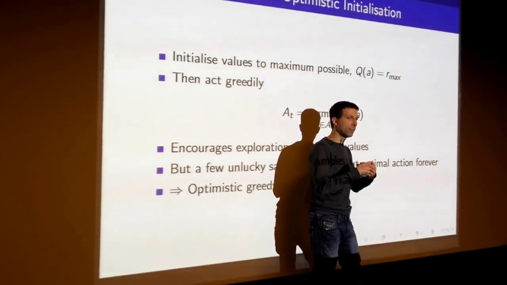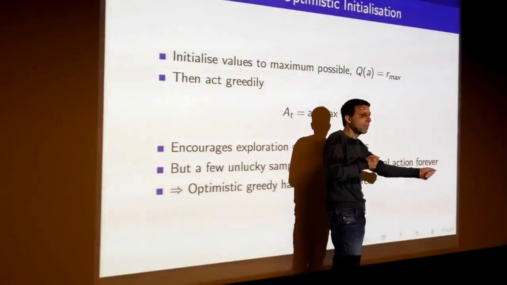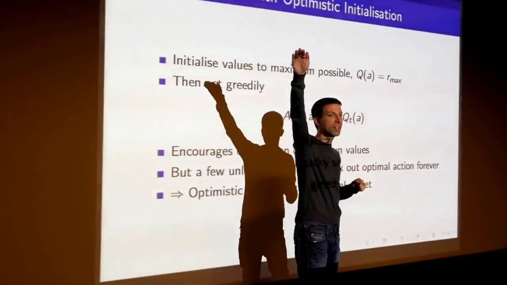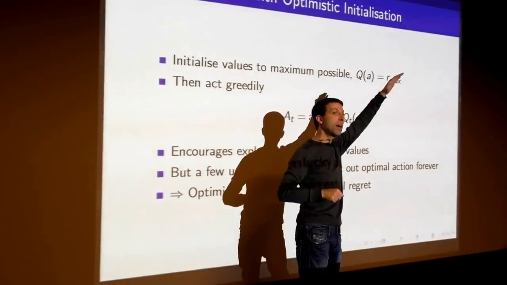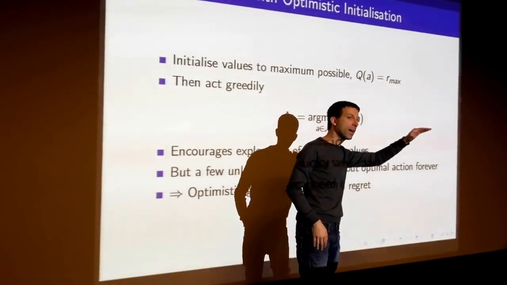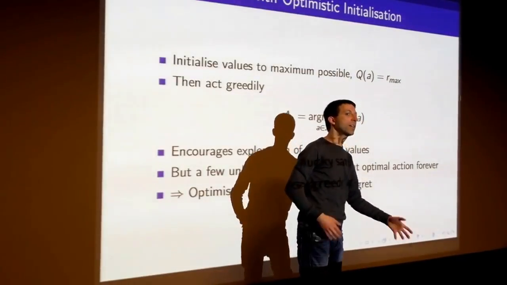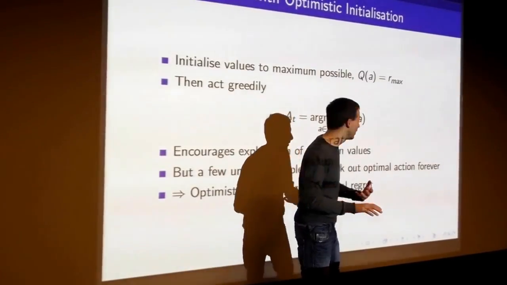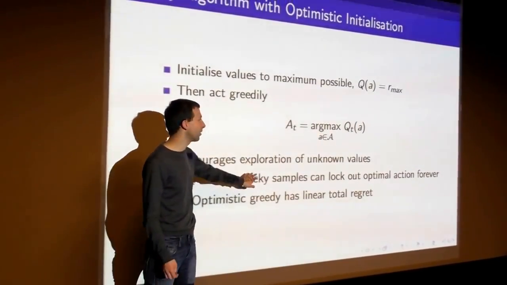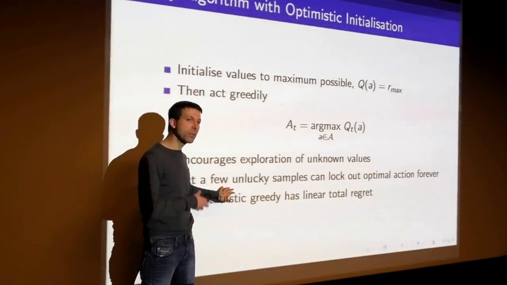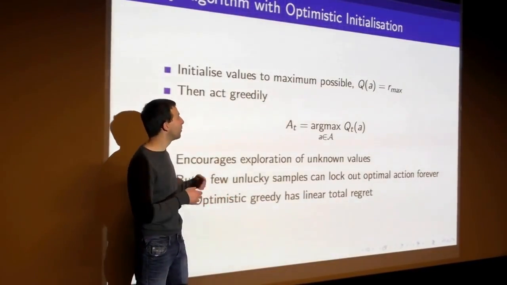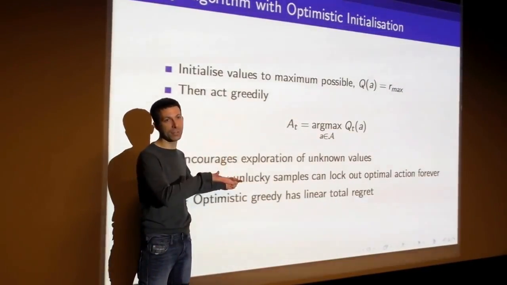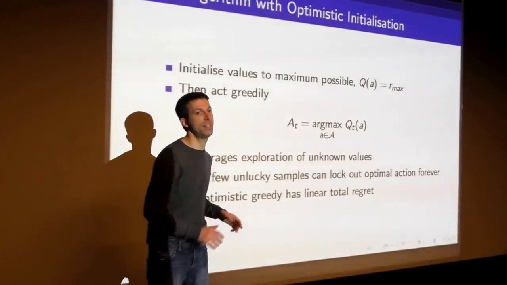So is that clear? You can start off by saying it's just as if I tried this arm 100 times and saw the best possible payout 100 times. And now, if it really is terrible, you have to play it a lot of times to bring down the mean. And so it encourages you to keep exploring things until they're really proven to be suboptimal. And so, although I say it can lock out the optimal action forever, you have to be quite unlucky. I think the more confidence you assign to your prior, the more unlucky you have to be to lock out the optimal action. So it's not a terrible idea to do this.